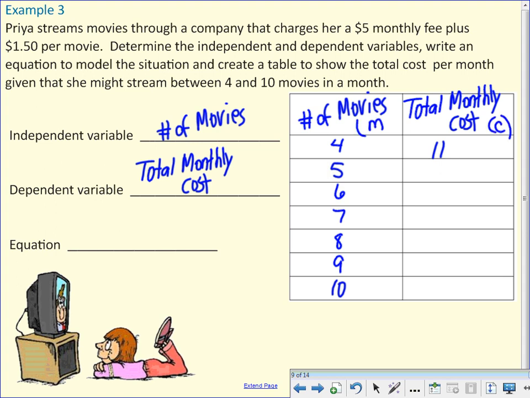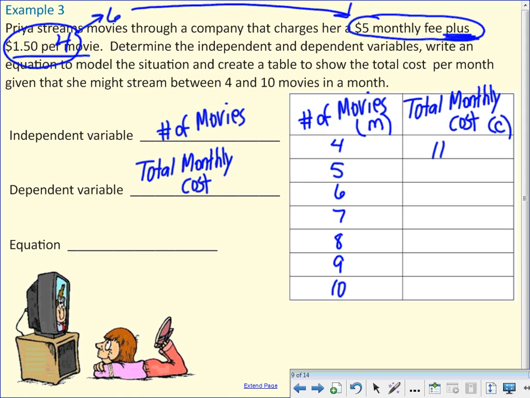We can put our variables in. Does everybody see why we got 11? Is anybody not sure how we got 11? Alright, because if it's $5 for the month, $5 plus $1.50 per movie. So we're starting with 4 movies. So $1.50 for 4 movies is $6 plus the $5 membership fee. Okay?